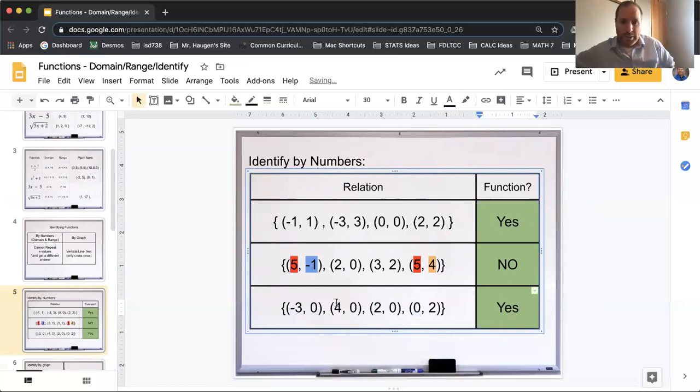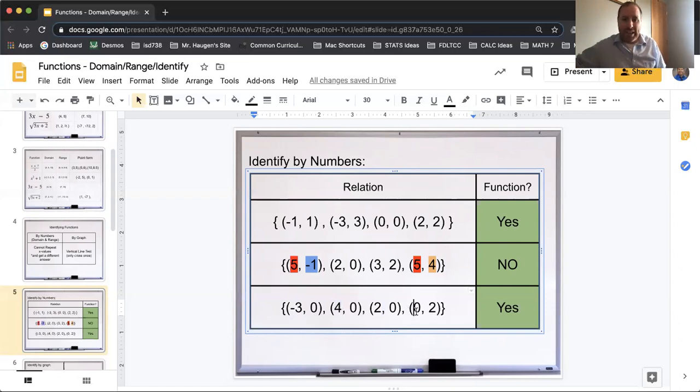Some people might take a look at this and say, hey, this one has a 0 here, a 0 here, a 0 here, and a 0 here. But two things there. Number one, Y values can be repeated. So it is okay for that to have a 0, 0, 0 in the Y values. That just means somebody plugged in -3 and got 0. Somebody plugged in 4, got 0. Somebody plugged in 2, got 0. You can have an answer multiple times. That's okay. The Y values can repeat.